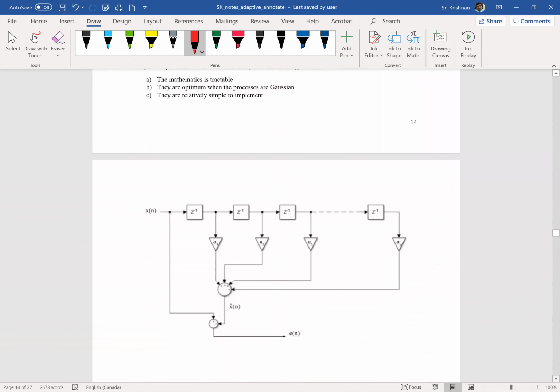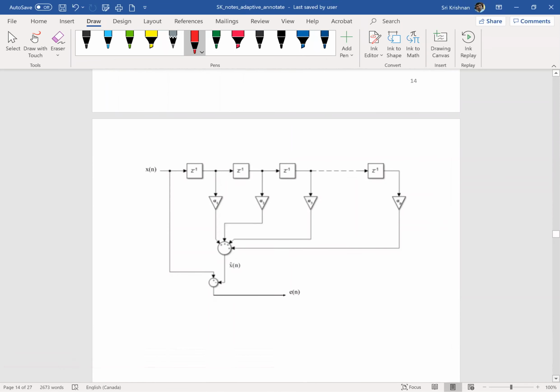This is the diagram of a linear predictor, a familiar diagram like what we have seen before. The xn plays the role of dn, and what's entering the filter, the very first coefficient, is xn minus 1 after this delay element. Here it would be xn minus 2 and so forth, and the final value would be xn minus p, where p is the order of the filter or the order of the predictor.